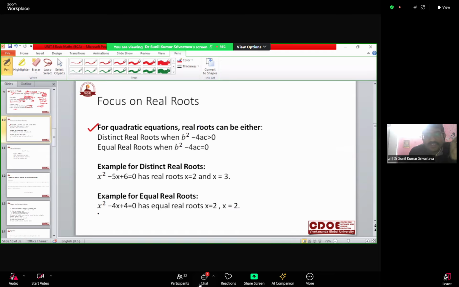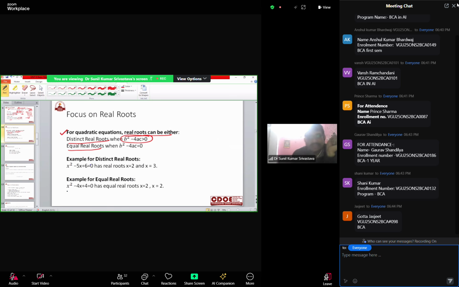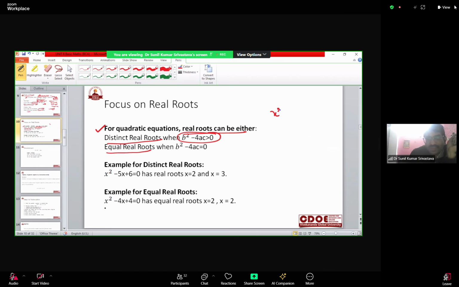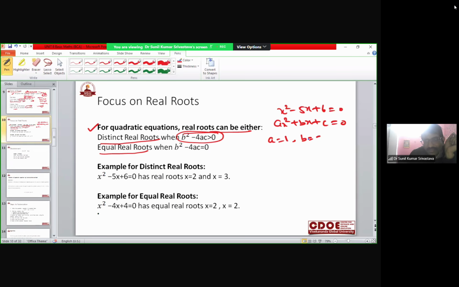For a quadratic equation, real roots can be either distinct real roots or equal real roots. For distinct real roots, the discriminant value b square minus 4ac must be positive. Suppose the expression is x square minus 5x plus 6 is equal to 0. Comparing this equation with the form ax square plus bx plus c is equal to 0, we find a is equal to 1, b is equal to minus 5, and c is equal to 6.